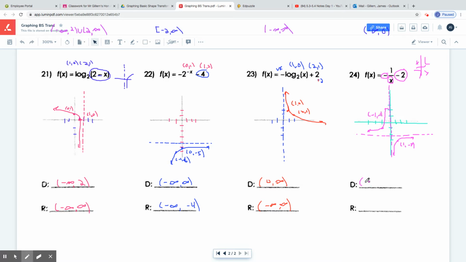The domain is always in this type of graph -infinity to wherever the vertical asymptote is, and then the vertical asymptote to infinity. That's why I have 0 here. The range is the same thing, but you just substitute in the horizontal asymptote for the vertical asymptote. So it's -infinity to -2 union -2 to infinity.